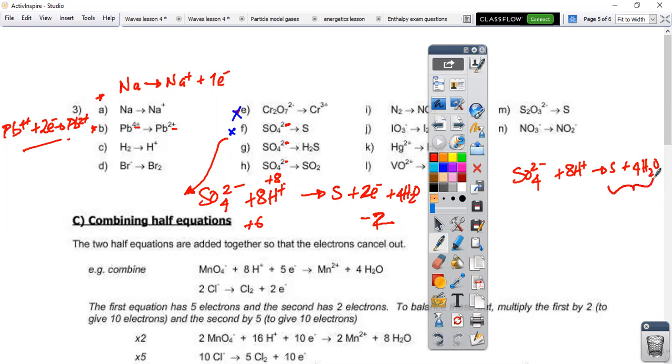What's the total charge on the right-hand side? 2 minus. Not quite. Remember, this is an element. There's nothing that's got a charge on this side. 0. Well done. What's the total charge this side? Plus 6. Well done. Now, if I want to add electrons, where should I add them? On the right-hand side or the left-hand side? The left-hand side. Well done. And how many? 6. Very good. And Bob's your uncle.